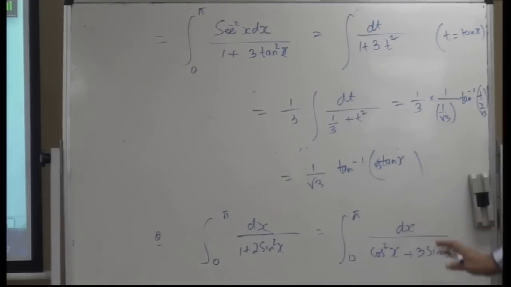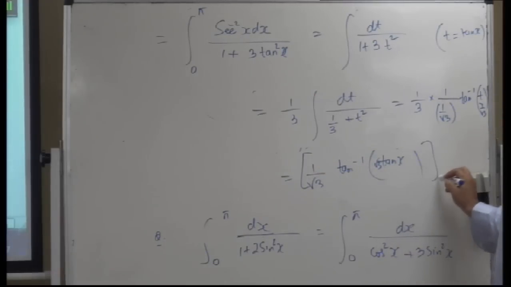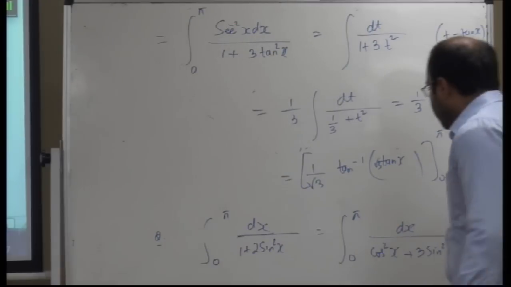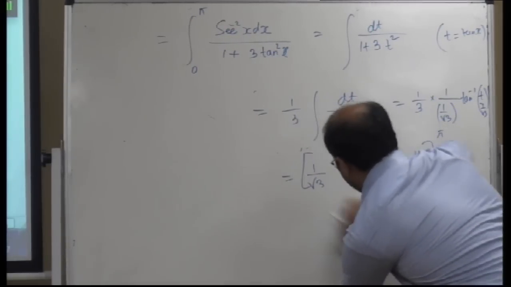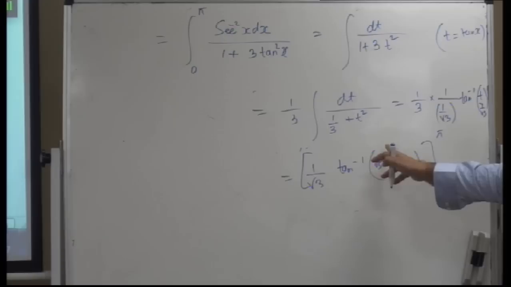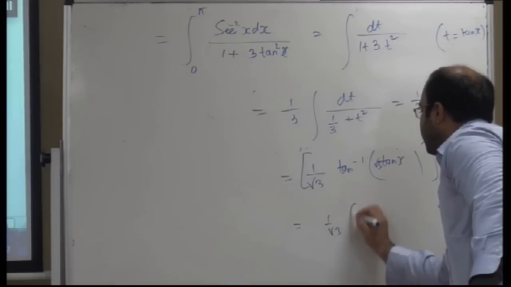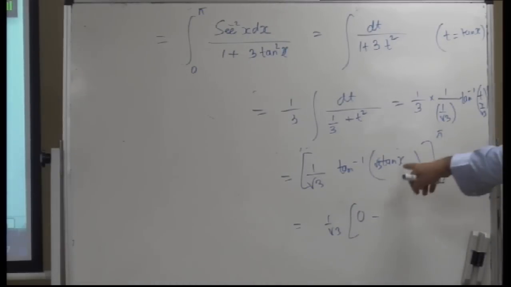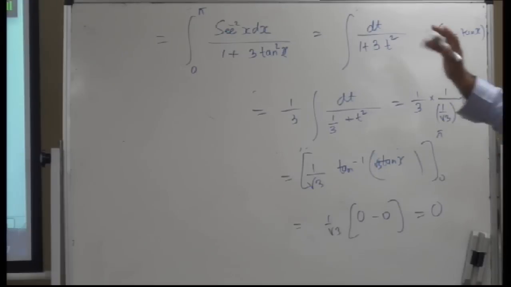Now our standard process, if we put the limit here, that is x limit is 0 and pi, upper limit is pi and lower limit is 0. Then what would happen? In case of pi, tan pi is 0. That means tan inverse 0 is also 0. This would become 1 by root 3 times 0 minus, when you put x equal to 0, then also this would become 0. So this value is 0. But this is a wrong calculation.